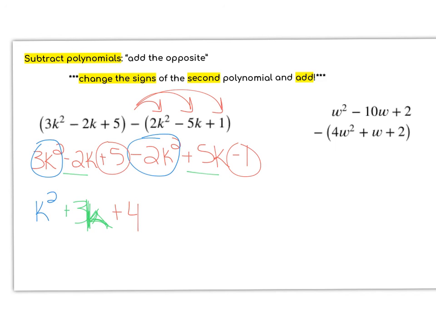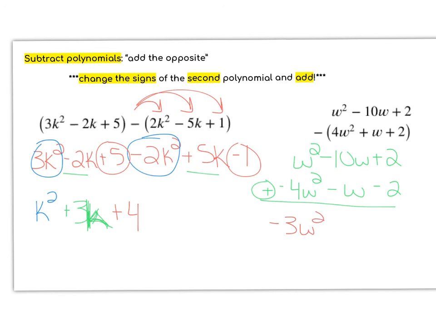Now, this next one, they're stacked. I'm not real crazy about them stacked with subtraction, but sometimes that's the way it is. So my top one I just leave alone. w squared minus 10w plus 2. The bottom one, I change the sign of everything in the bottom. So minus 4w squared minus w minus 2. And now I'm going to add these two. So w squared minus 4w squared is negative 3w squared. Negative 10w plus a negative w is negative 11w. And then 2 minus 2 is 0. That goes away so I don't have to write it.